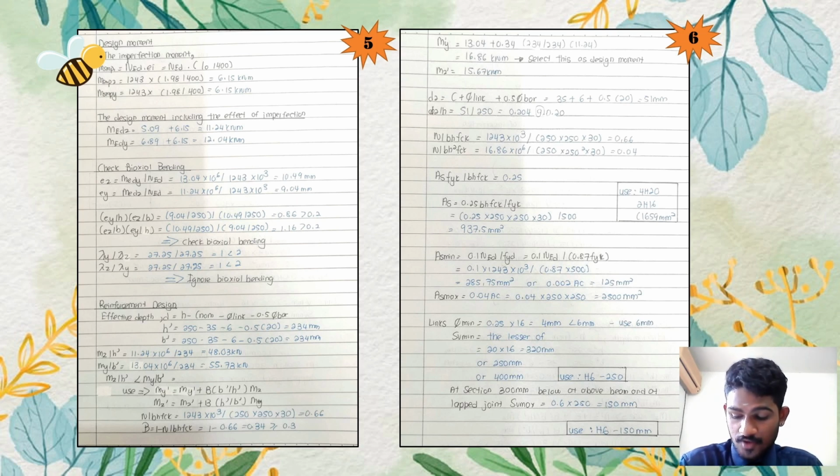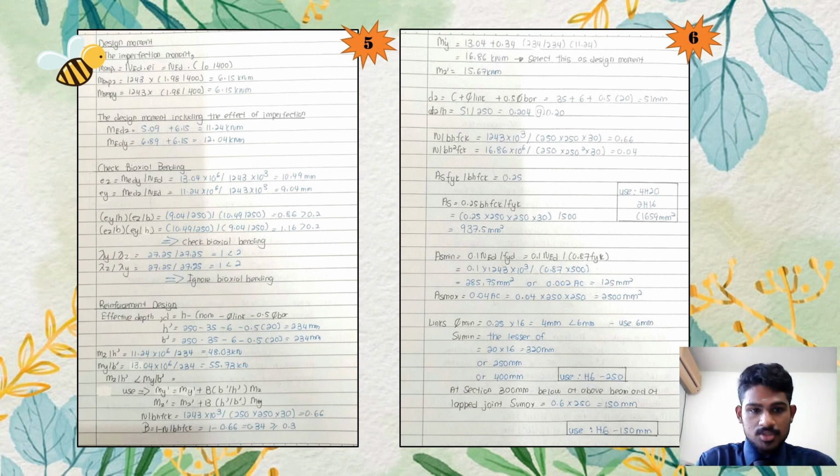Okay, for the reinforced concrete, to find out the H: 250 minus 35 minus 6 minus 0.5 times 20, you will get 234 millimeter. For the B, you will need 250 minus 35 minus 6 minus 0.5 bracket 20, equal to 234 millimeter too. For the MZ per H, you will get 48.03 kilonewton, and also MYB, you will get 53.73 kilonewton. Okay, that's all from this part.